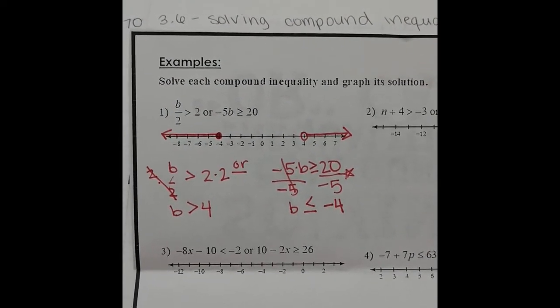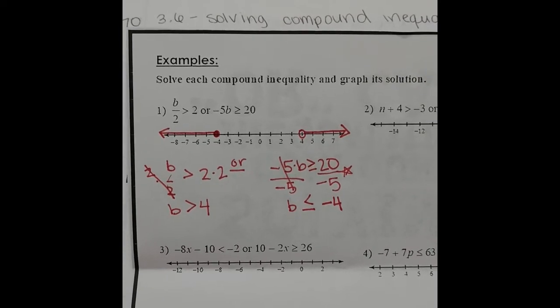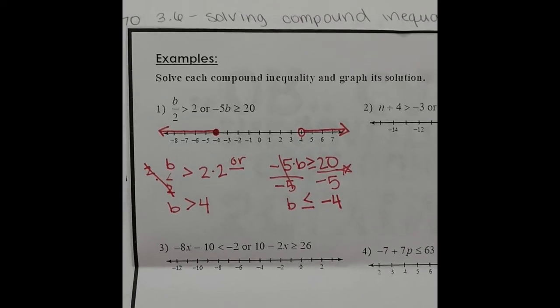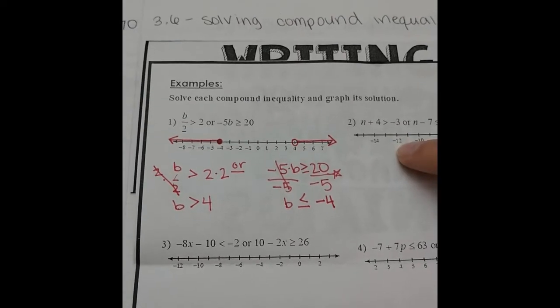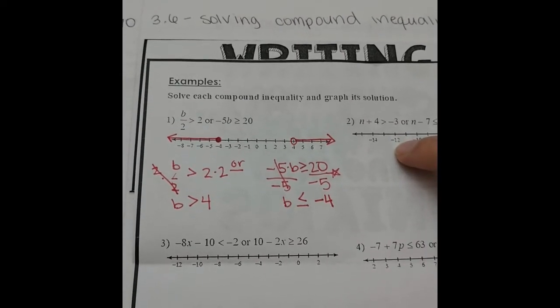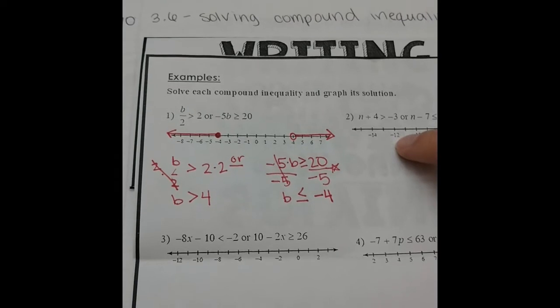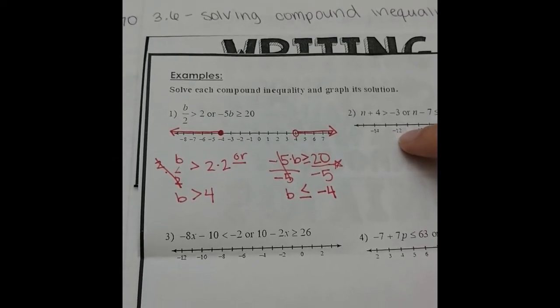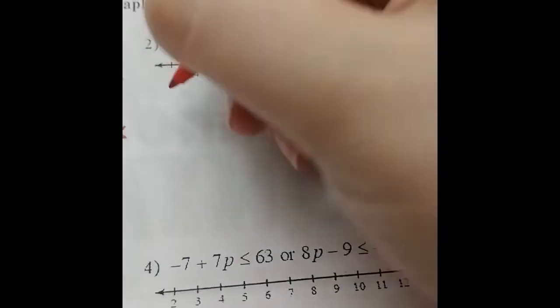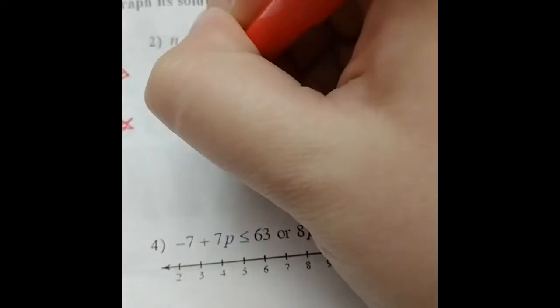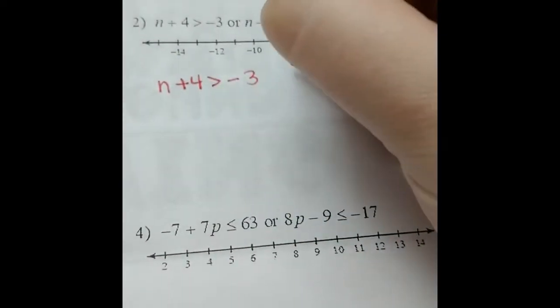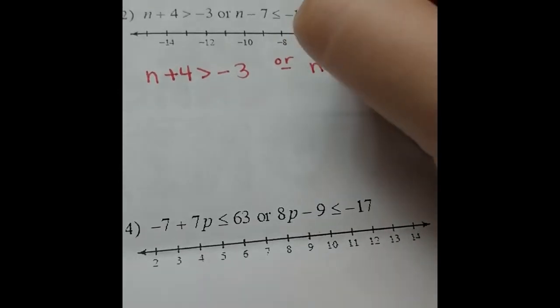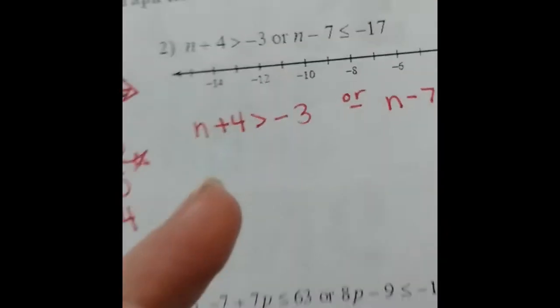Now, if you really want to test yourself, you can pause this video right now and attempt the second one. The second problem here is another one-stepper. So if you want to pause it now and attempt it on your own, please feel free to do so. I'm now going to go ahead and move over here to it. So I always like to rewrite it. N plus 4 is greater than -3, or n minus 7 is less than or equal to -17.